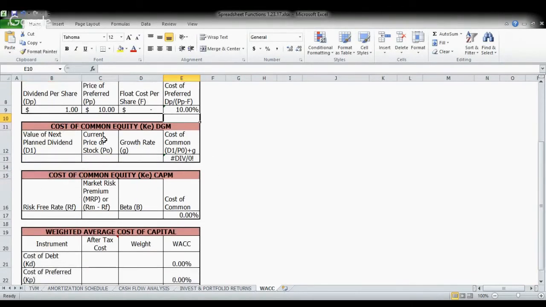Now there's two different ways that we can do equity. We can use the dividend growth model or the capital asset pricing model, and some of your professors may refer to this as the security market line. We've been working with dividends already. Let's go ahead and skip to talk about the cost of common equity.